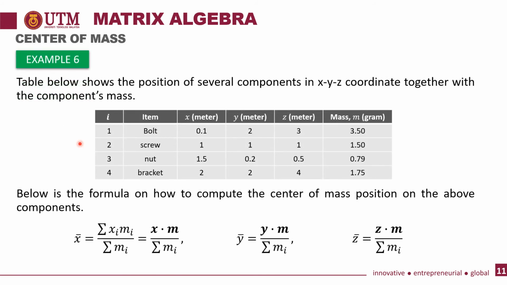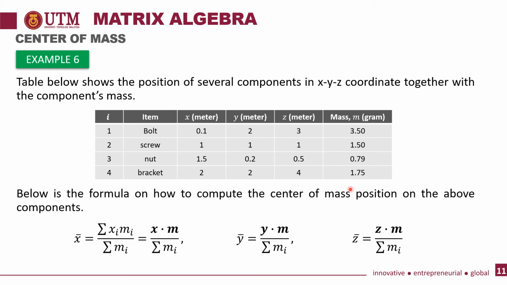Right, so let's take a look at example 6. In example 6, the table below shows the position of several components in XYZ coordinates together with the component mass. This is the index, this is the items, this is the position of the items, and this is the mass of the items. This example is used to compute the center of mass. They want to compute the center of mass of all of those items combined together.